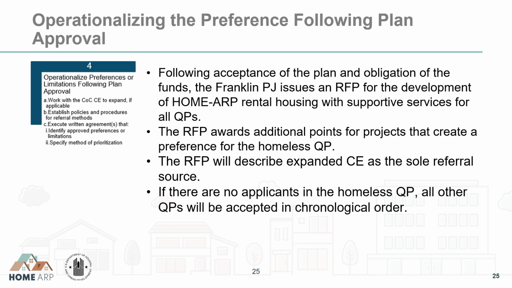Following acceptance of the plan and obligation of the funds, the Franklin PJ issues an RFP for the development of HOME-ARP rental housing with supportive services for all QPs. The RFP awards additional points for projects that create a preference for the homeless QP. The RFP will describe expanded coordinated entry as the sole referral source. If there are no applicants in the homeless QP, all other QPs will be accepted in chronological order.